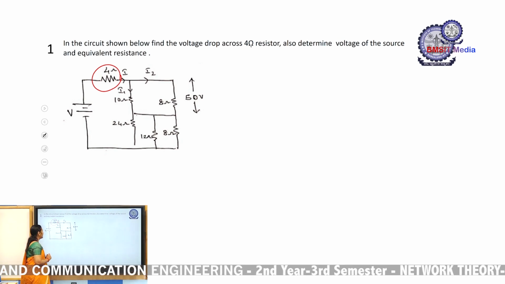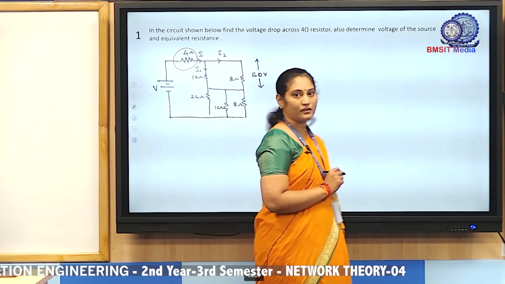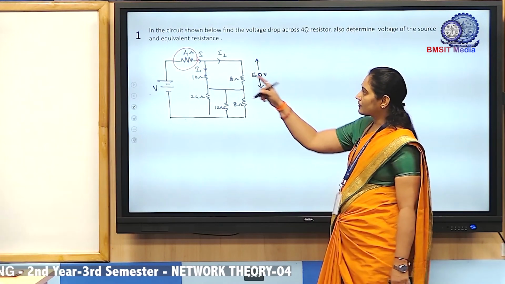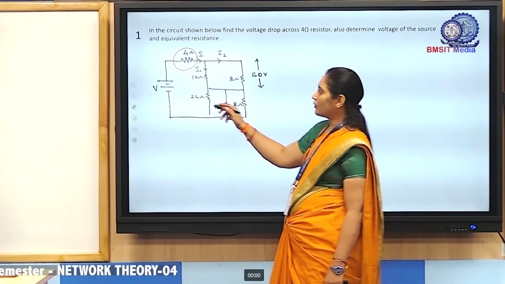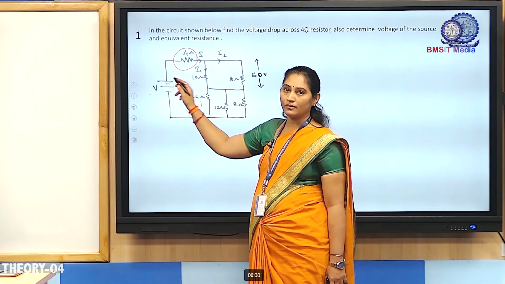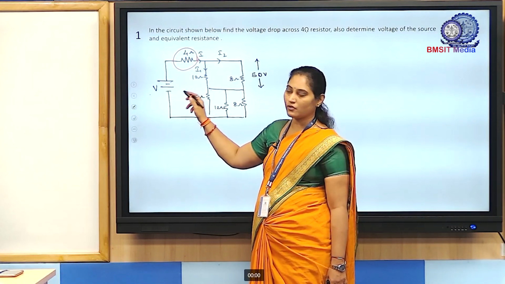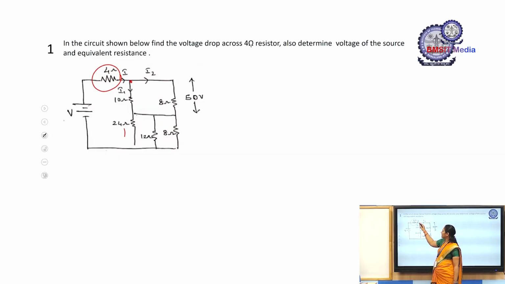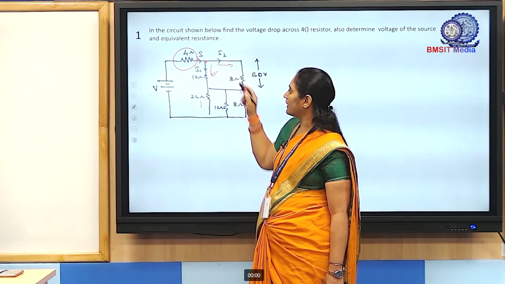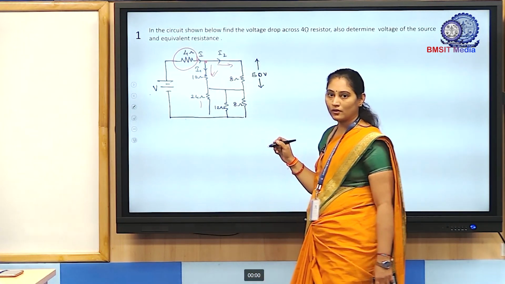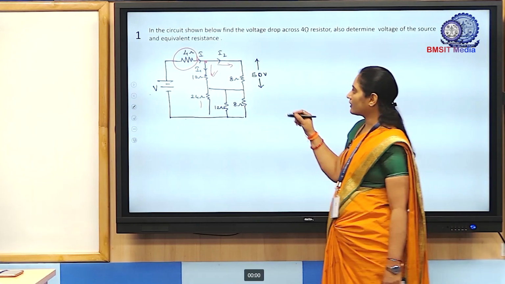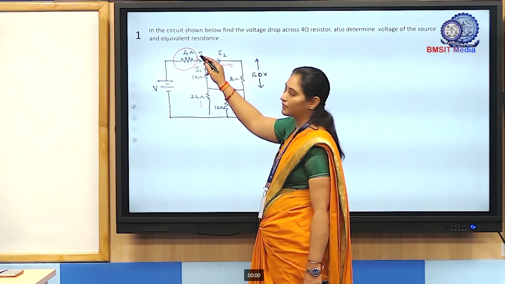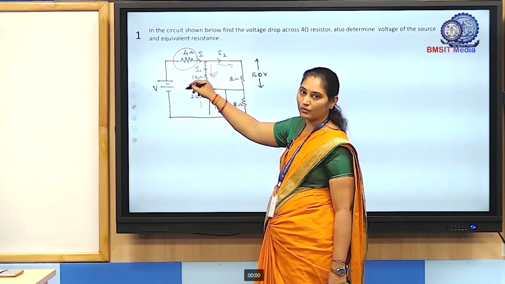Before finding the voltage across the 4 ohms resistor, from the diagram we can see the voltage source V. Whatever current is generated by this source is divided at this junction. It takes two paths, the I1 path and the I2 path. The sum of the I1 and I2 currents is nothing but the main current generated by this source V.